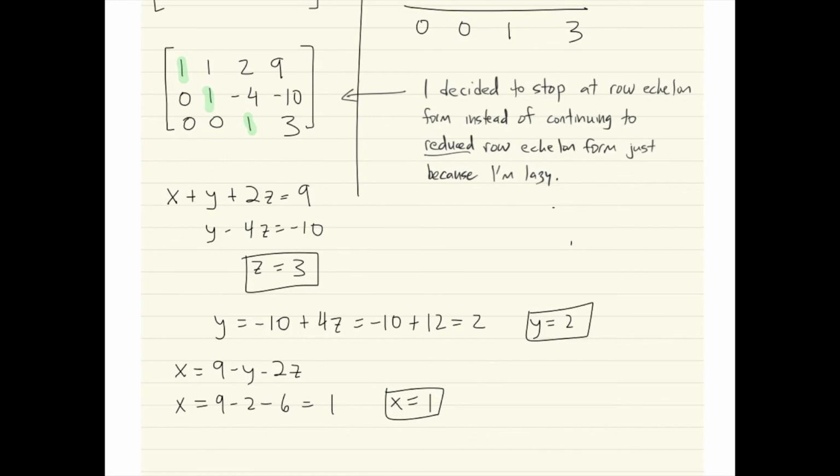And now finally, we can solve for x. We've got x is equal to, from this equation, 9 minus y minus 2z. And we know what y and z are from the previous calculations. And so we get that x is equal to 1. So here's our answer. x is equal to 1, y is equal to 2, and z is equal to 3.